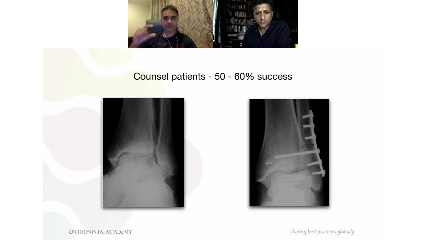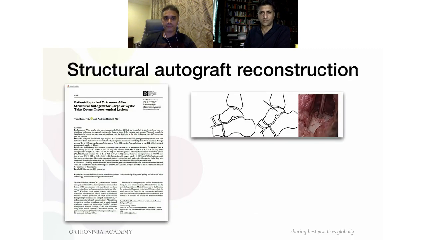I tend to use structural autograft, and a friend of mine, Emilio Wagner in Chile, is actually a great proponent of this, and he's taught me the technique where you can just take iliac crest, tricortical, and just press fit it into your defects or fix it into your shoulder with screws. And patients seem to be really happy. They seem to do well with this.